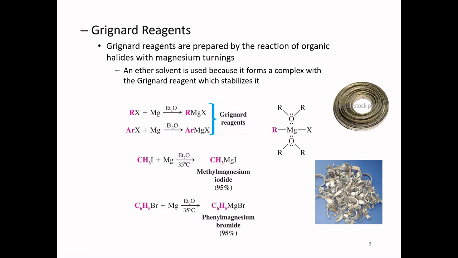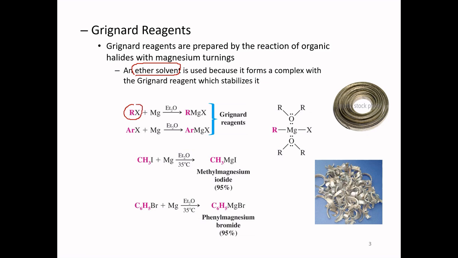Grignard reagents are normally prepared by the reaction of organic halides with magnesium turnings, and usually when we do a Grignard reaction, we use ether solvent, because ether can form a complex with the Grignard reagent, which subsequently will stabilize it. So this is how we can prepare a Grignard reagent from a normal alkyl halide.